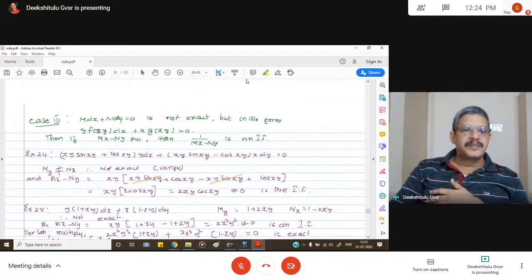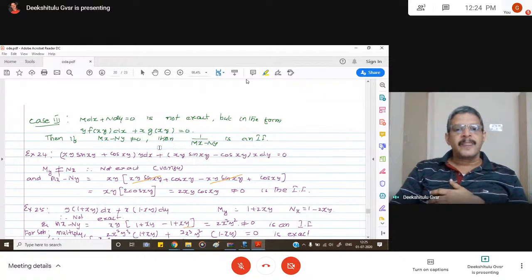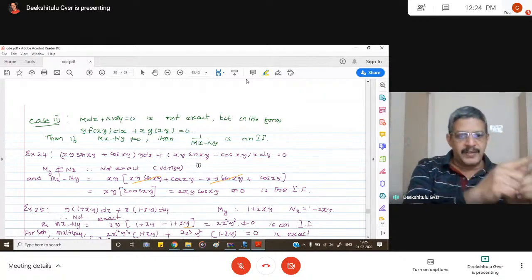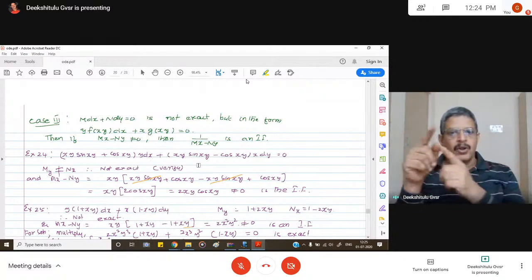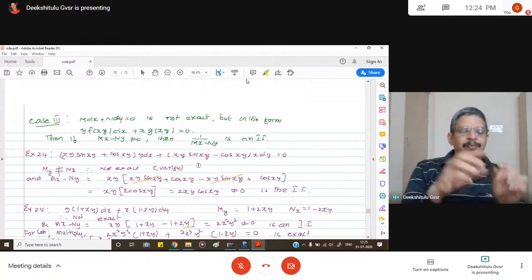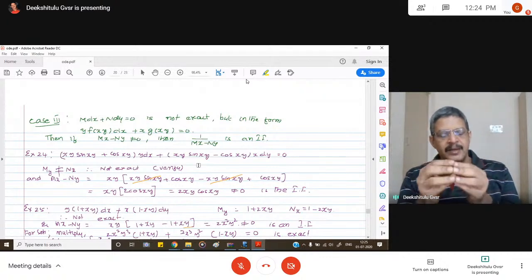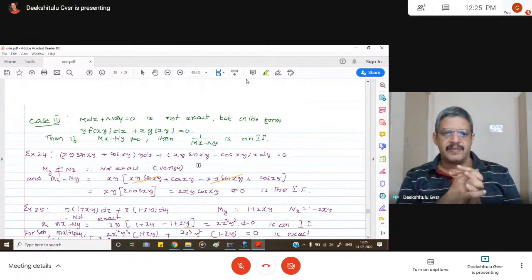Be very clear with this. It is f of x into y, not f of x comma y. Similarly, g of x into y. That means whenever x is there, we have x into y: x square y square, x cube y cube, log xy, sin xy. So the terms will be x and y together always. Just by looking at the equation, you can identify the differential equation.